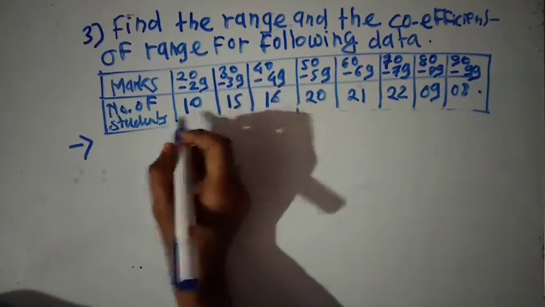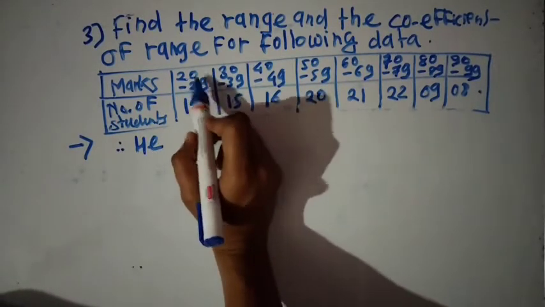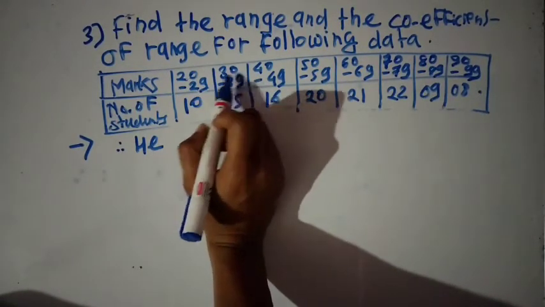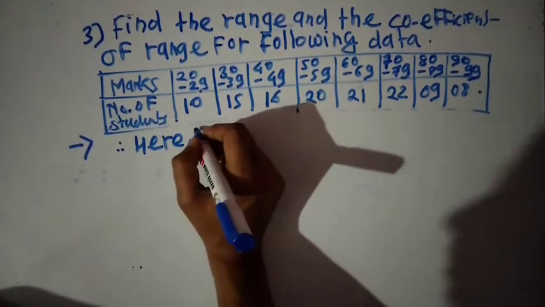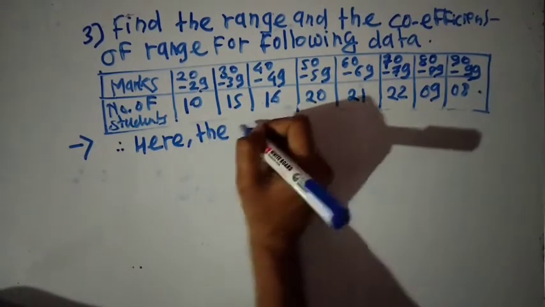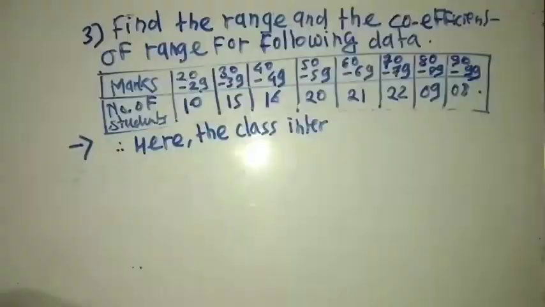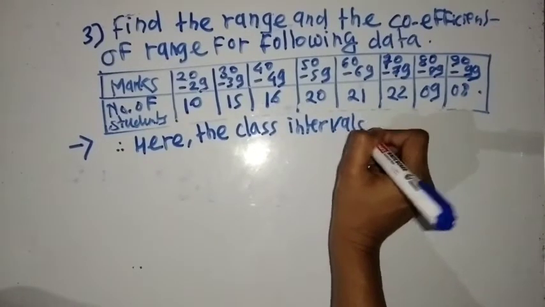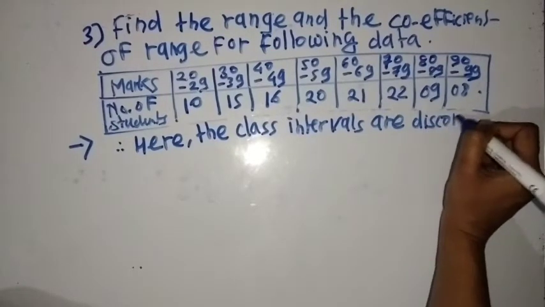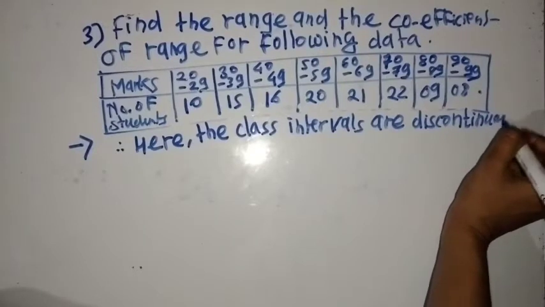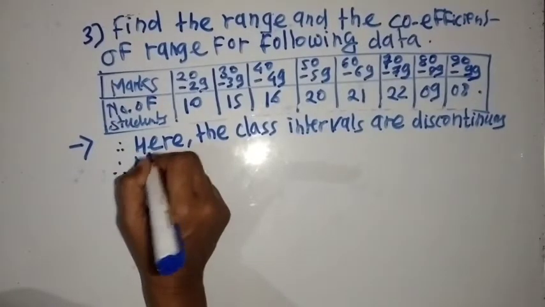Then first, these class intervals are discontinuous, because here we have 20 to 29 and 30 to 39. If it were 20 to 30, this class would have been continuous. Hence here the class intervals are discontinuous. Since they are discontinuous, we have to make them continuous.